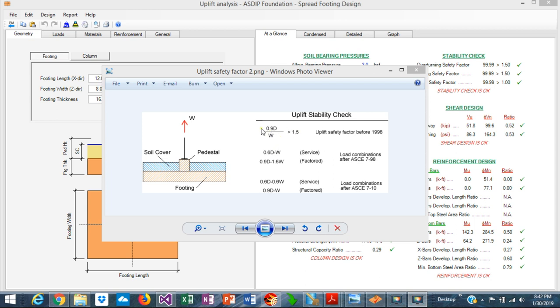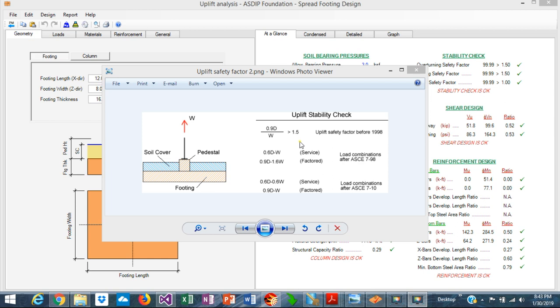Before 1998, the design procedure to check for uplift was to divide the resisting force, 0.9 dead load, over the wind uplift, and that ratio should be more than 1.5. So the minimum safety factor was 1.5. So many structures were designed this way and it worked perfectly, but there were some issues to be clarified on this procedure. Mainly, if the 1.5 factor would be applied to the factor loads as well, or just to the service loads.